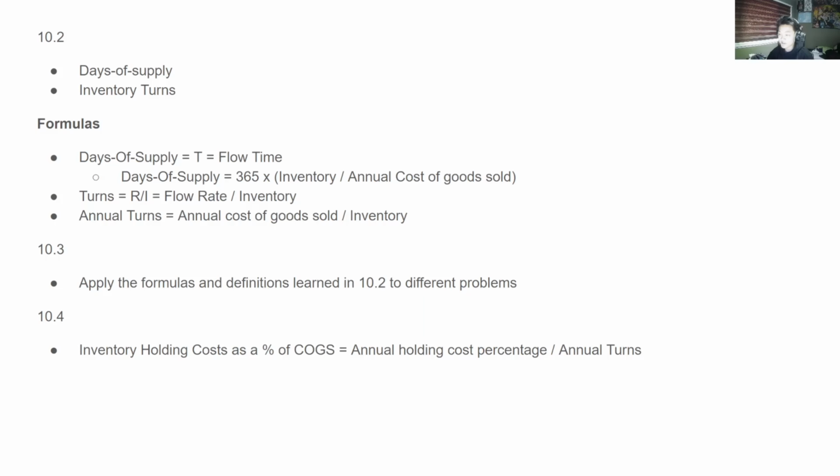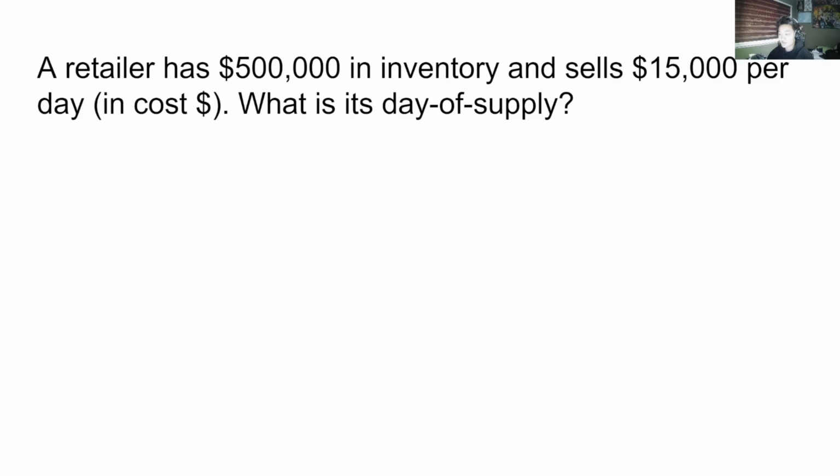Alright, now that we've covered every single section, it's time to do a few problems to check for understanding. So a retailer has $500,000 in inventory and sells $15,000 per day. What is its day of supply?